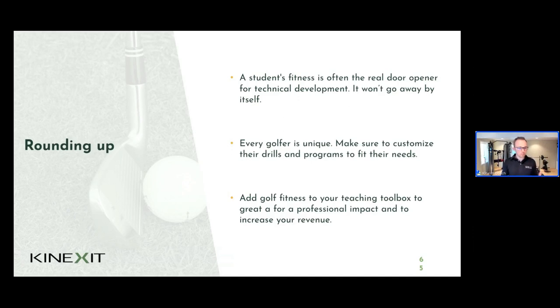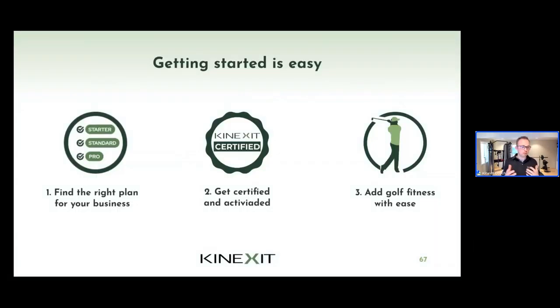Now, a little bit about Kinexit and about how we work with professionals is the fact that when we work with them, we have a three-step model. The first thing is we've got different types of plans. And our plans are there to be fitted for professionals and academies, where you might be one sole professional working on your own. We also work with academies with lots of professionals and a very big client base.